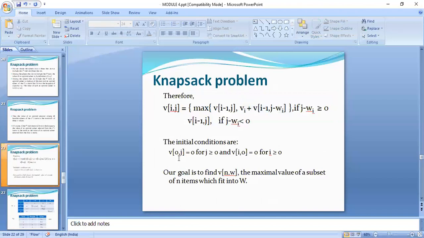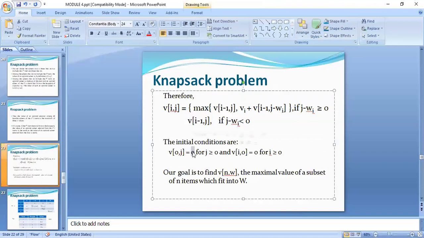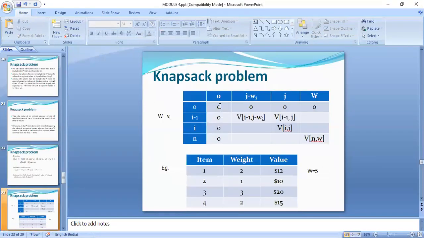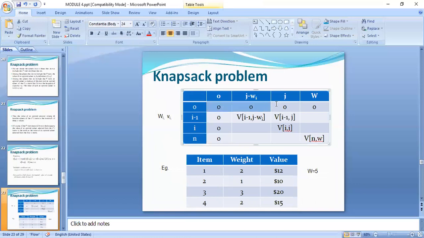So for 0 comma j or i comma 0, if your j and i are greater than or equal to 0, the value will be equal to 0. So we are filling the first row, first column. This is your first row, this is your first column. It will be filled with zeros. Okay, so now when you fill this with the zeros, you need to calculate. Your ultimate aim is to calculate the value of V of n comma w.